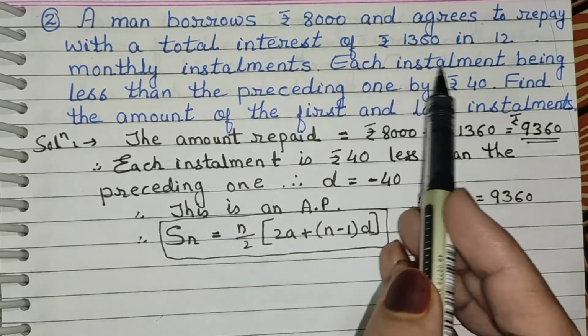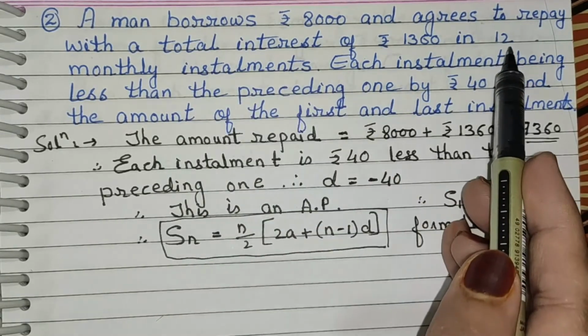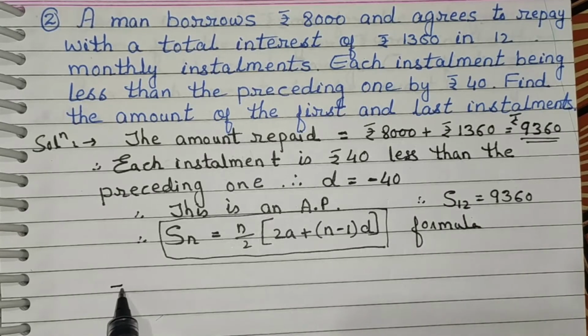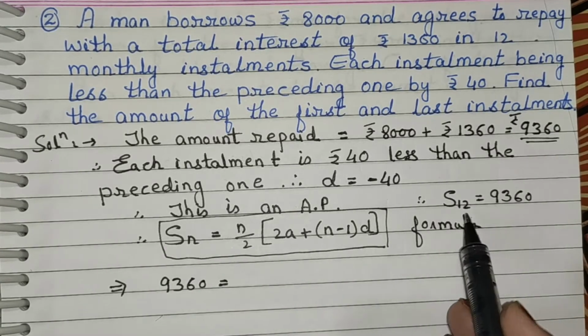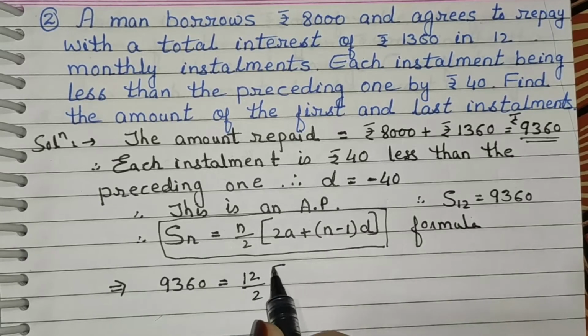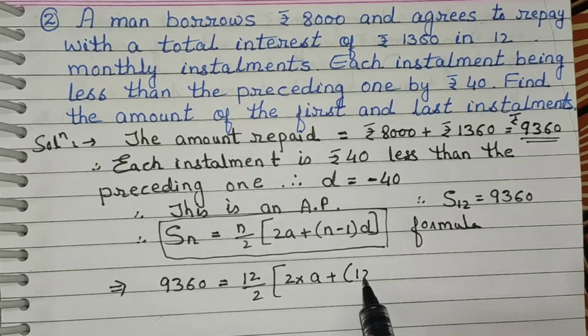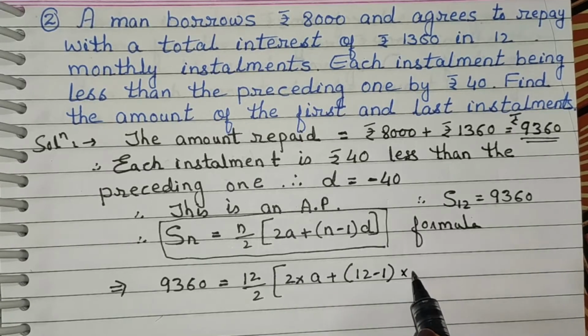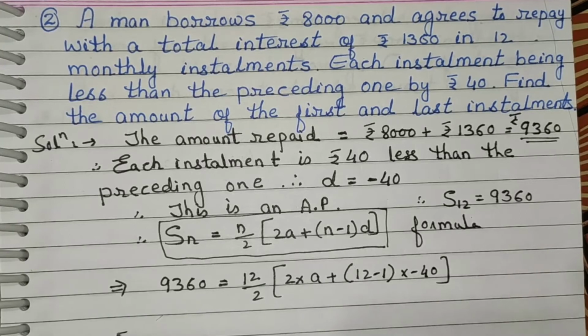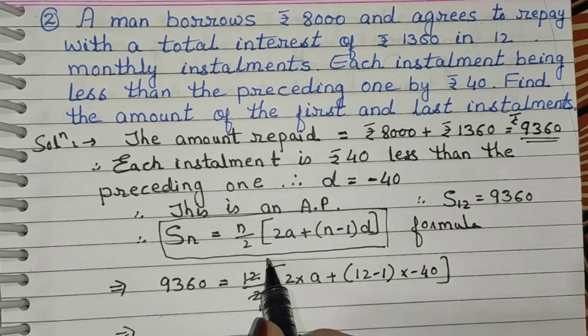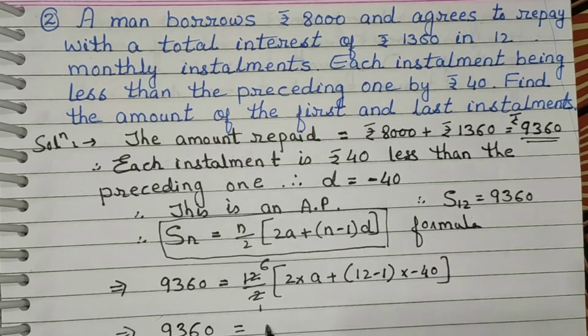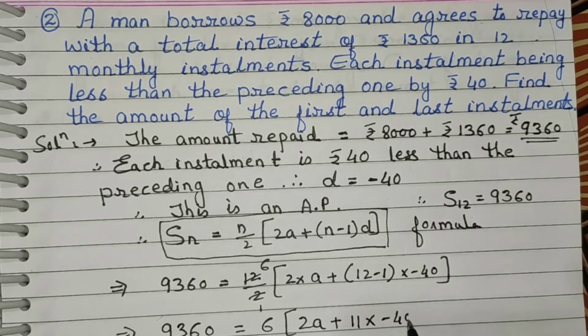Because monthly installment is 12. Now substituting all the values, we get 9,360 is equal to S12, 12 upon 2, 2a plus n minus 1, 12 minus 1, into d. The value of d is minus 40. Now we get here 9,360 is equal to 6 into 2a plus 11 into minus 40.